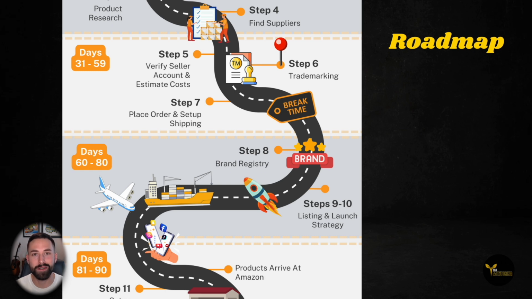Okay, so today's a huge milestone. We are officially halfway through our 90-day coaching program, and we're at step 6, which is trademarking. We want to trademark because it protects our brand name on and off of Amazon for the product that we're going to be putting it on.